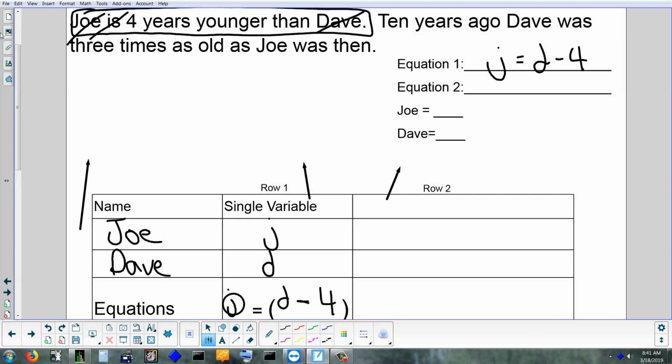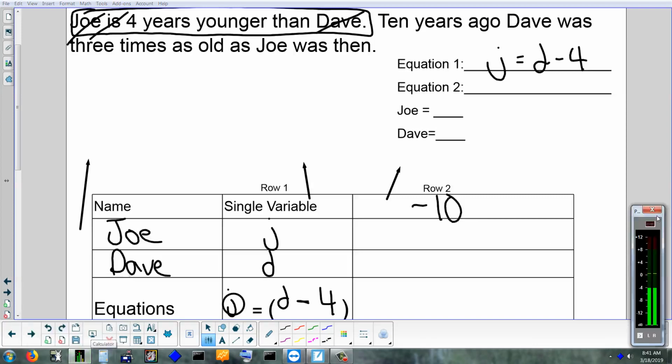Minus what number? 10. In this second row, I'm going to put at the top my heading, whatever it is. Am I talking about the past? Am I talking about the future? Like Dylan just told us, we're talking about the past. He said minus 10. So like we just did in the little practice before this, now I want to represent Joe in 10 years ago. How do I do that?